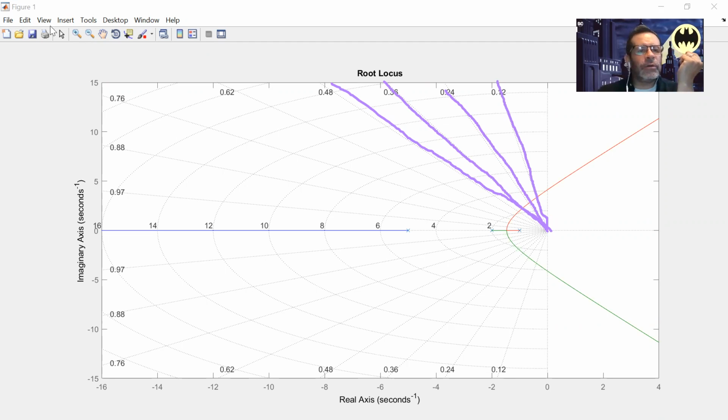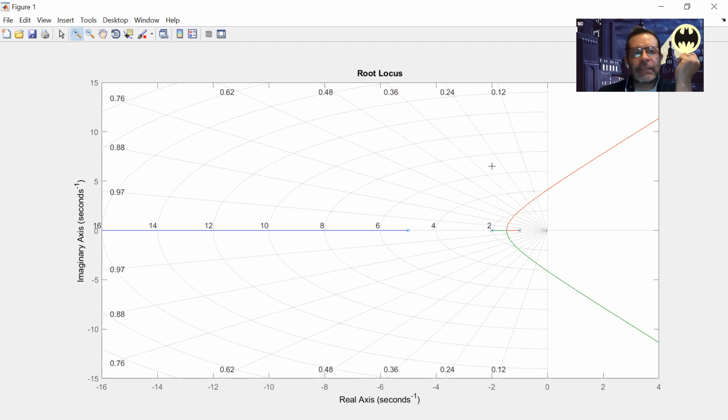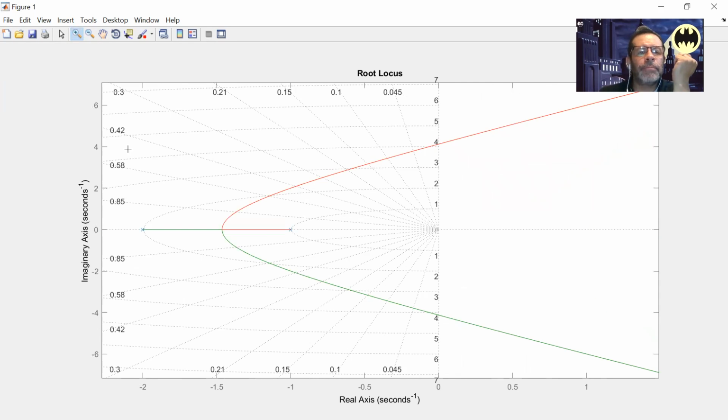Basically what I'm trying to do with the controller is focus here. I know that the overshoot needs to be around 0.4. I'm sorry, the overshoot needs to be less than 25%. So the overshoot for 25% should be 0.4, which is between 0.42 and 0.58. So I know that I have to look between these two lines.